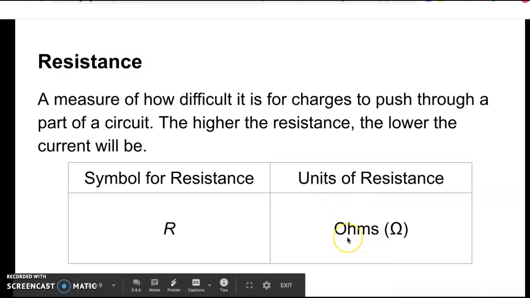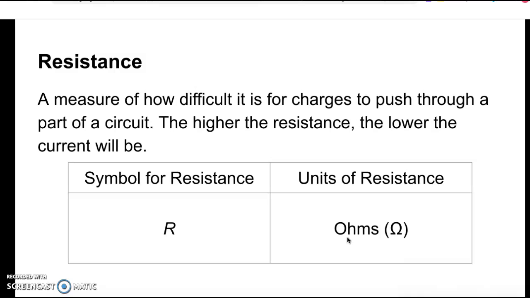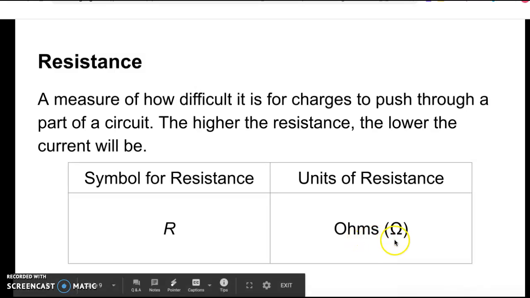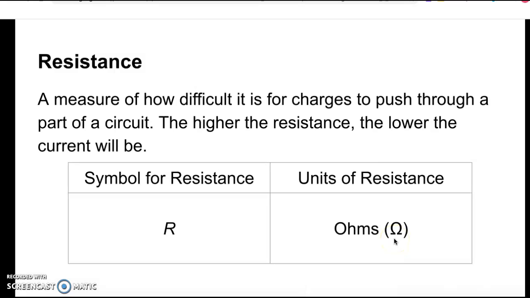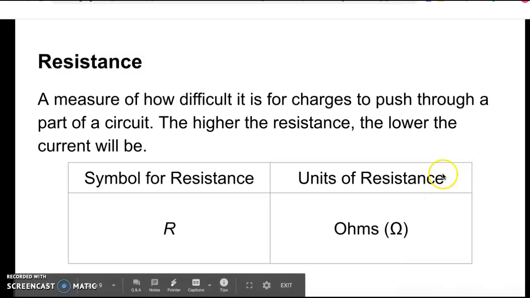It's named after a scientist who did some experiments with electricity. His name is Georg Ohm. And the symbol we use for an ohm is called omega. It's a Greek letter again. It's basically capital O in Greek. It looks like a horseshoe. So if you're trying to draw it on paper, you're kind of drawing a horseshoe when you want to draw ohms.